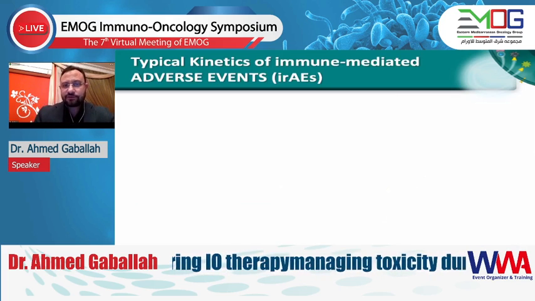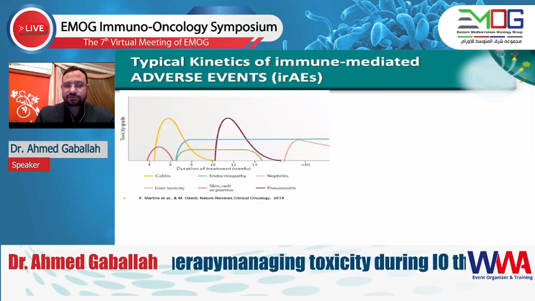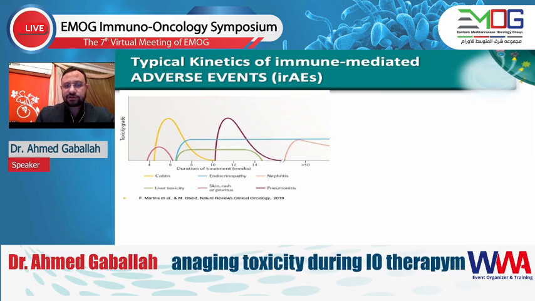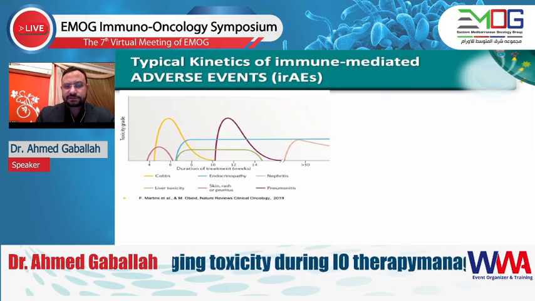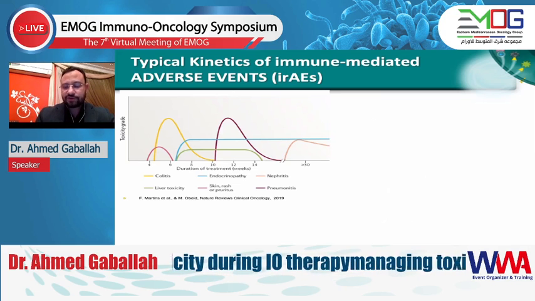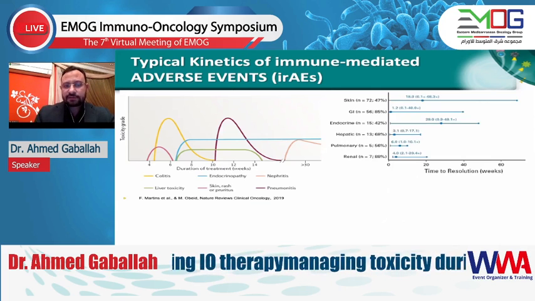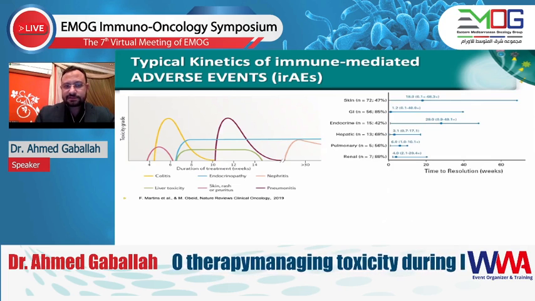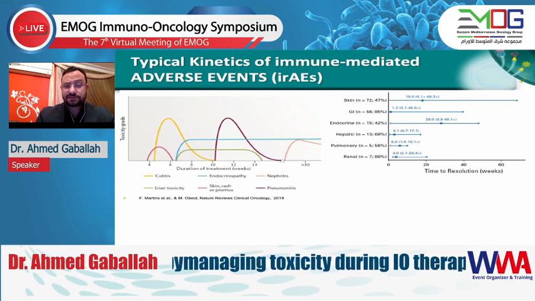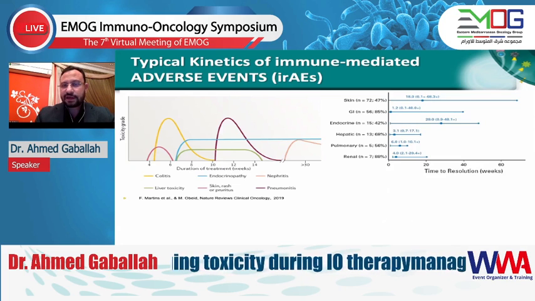We have a typical kinetic of immune-mediated adverse events. Usually, the first to happen is the skin, followed by the GI, and followed by other organs like endocrinopathies, liver toxicities, and lately, which can happen very late in the course of the treatment, is the nephritis. As the immune-related side effects during immunotherapy happen very fast with a specific pattern, we can see also that the resolution of the toxicity has a specific pattern.